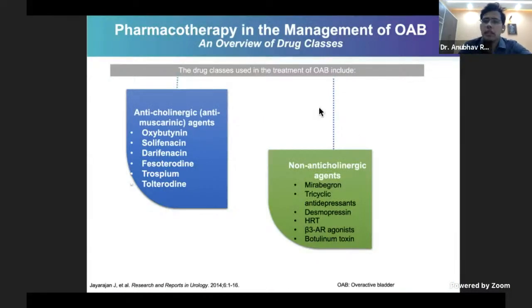Pharmacotherapy is basically the drug management. We have two types of drugs. Mainstay is anticholinergic or anti-muscarinic agents. These are used in almost 90% of the patients. And the other class of drugs is non-anticholinergic agents, out of which Mirabegron is a newer drug, and the others are more or less in a clinical trial setting.